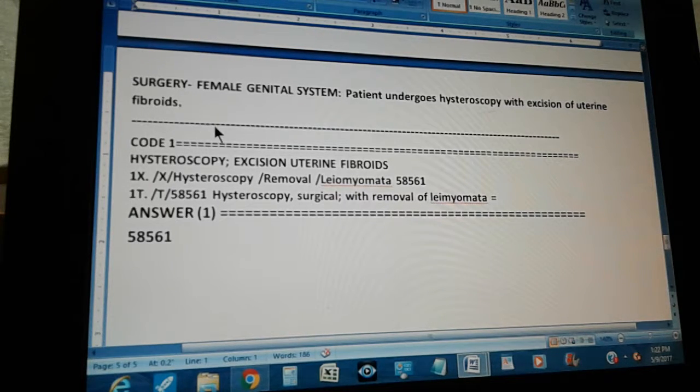There's only one code, and the keywords for the code are? Hysteroscopy, excision, uterine fibroids. Okay, and the code is found through the index like this. First you go to the index. Then you go to hysteroscopy. Go to the H and find hysteroscopy. It's spelled H-Y-S, not H-I-S. The hystero with a Y is the uterus. And then go to? Removal.